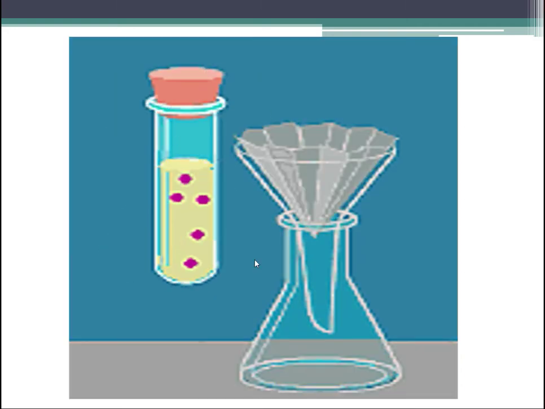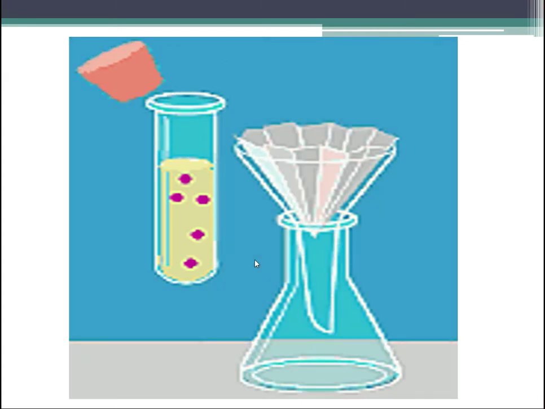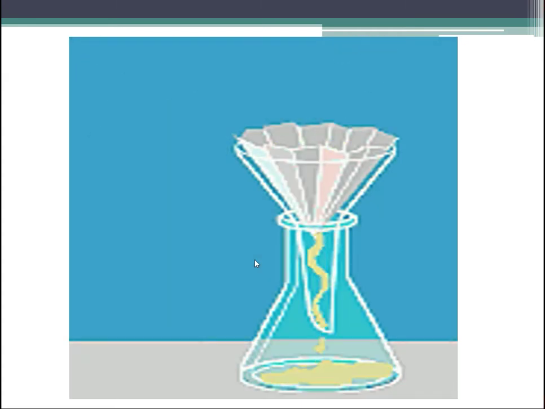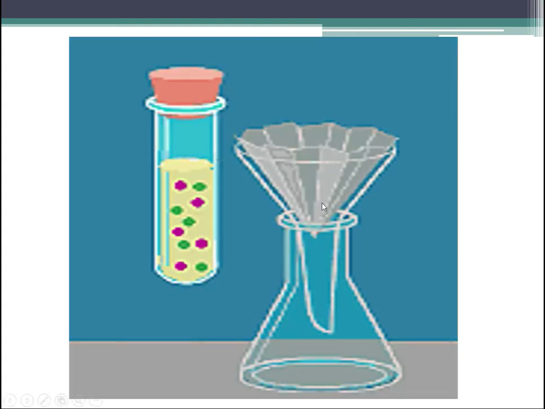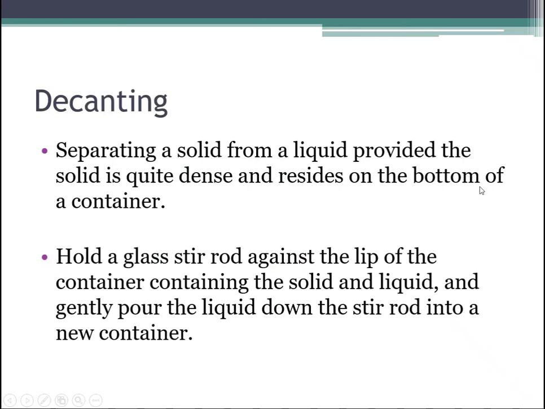The greens mix into the water. The pinks do not. You pour it through the filter paper. The pinks stay in the filter paper, but the greens go with the water into the container below. That's filtering. Okay, not to be confused with filtering, but very, very similar to filtering is decanting.